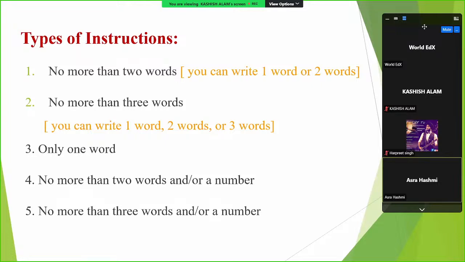Now you have to be very particular about the type of instructions that you get. If they are saying no more than two words, that means you can either write one word or you can go up to two words, but you cannot write more than two words. The next is no more than three words. That means you can write one word, two words, or three words, but not more than three words. So even if you write two words and the answer is completed, it will still be counted as the correct answer.